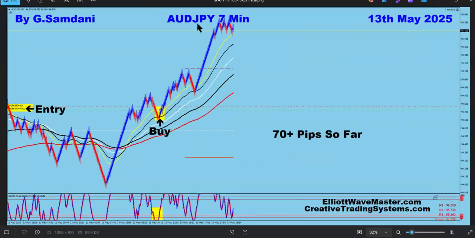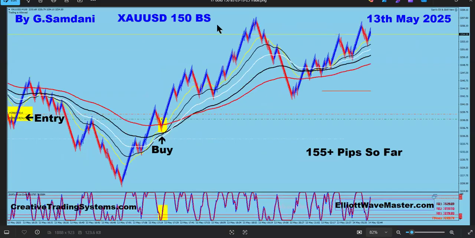And on the 13th, Aussie yen, you can see it's from the 7-minute chart. This is how it is. It's bearish. All of a sudden, you have a big move, retrace, give you the entry, and gone with the win, 70 pip. And this one, a gold going to the upside, entry is right there.